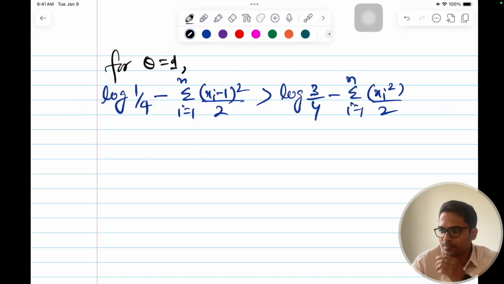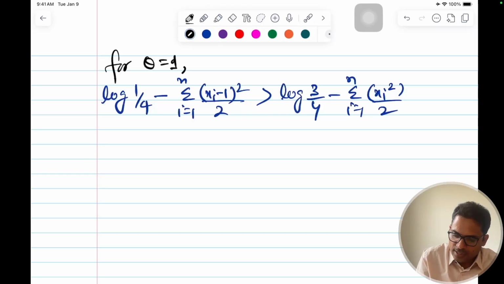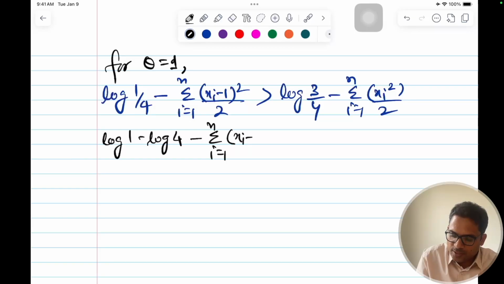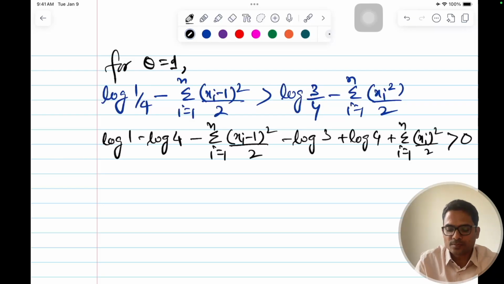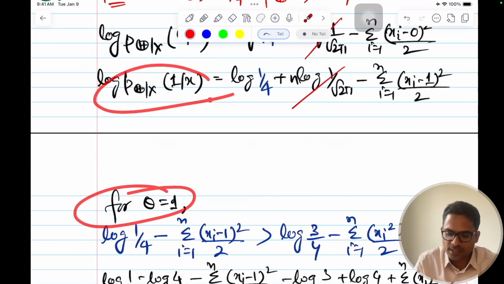So this will be log 1/4. I'll bring all these terms to one side. So this will be log 1 minus log 4 minus sigma i equal to 1 to n (xi minus 1) whole square by 2 minus log 3, I'm bringing it from that side, plus log 4, and this minus will become plus sigma i equal to 1 to n xi whole square by 2, and this whole thing should be greater than 0. Only then my theta will be 1, because the probability of that will be 1.